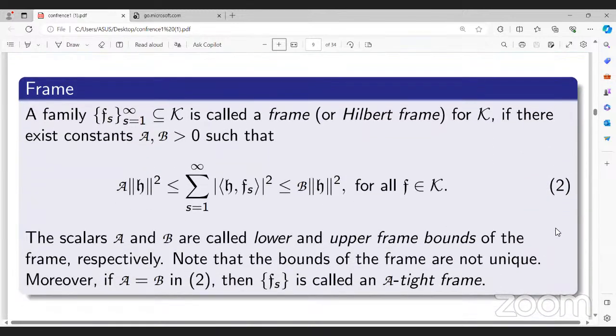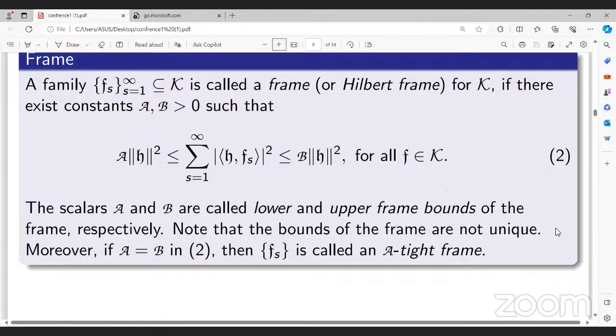Here we recall the definition of a frame. Here also K is a Hilbert space. Then the sequence f_i is called a frame for K if there exist two constants A and B such that A times the norm of h squared is less than or equal to the sum of the absolute values of the inner products of h with f_i squared, which is less than or equal to B times the norm of h squared, for all h in the Hilbert space K. The scalars A and B are called the lower and upper bounds for the frame respectively, and these frame bounds are not unique. If they are equal, then we say that the frame is a tight frame, and when they are equal to 1, we say that the frame is a Parseval frame.